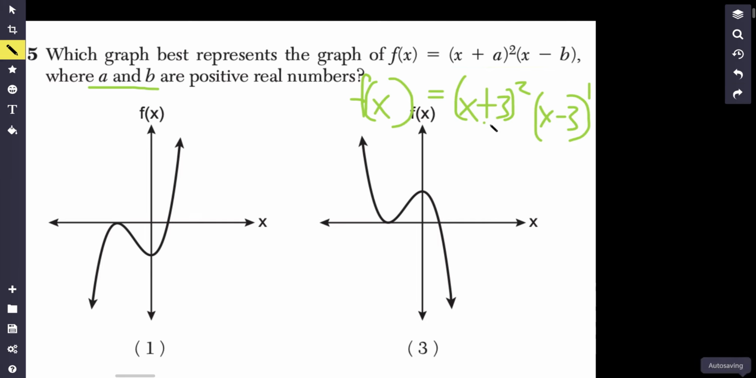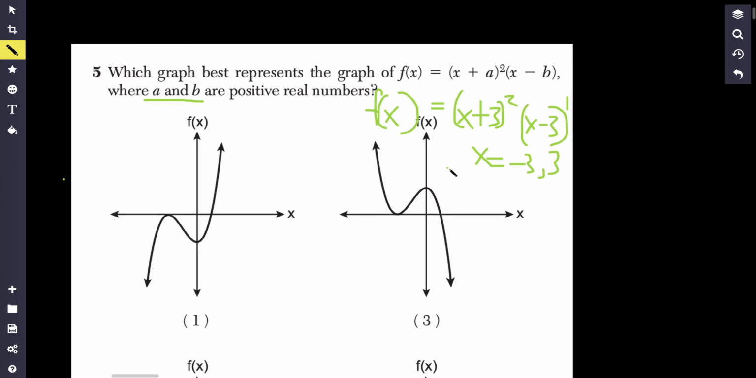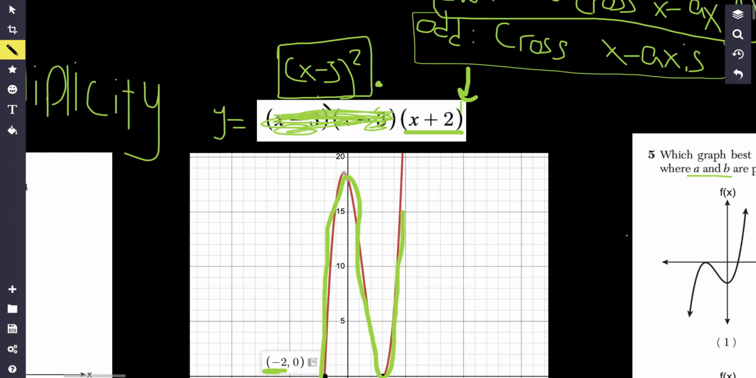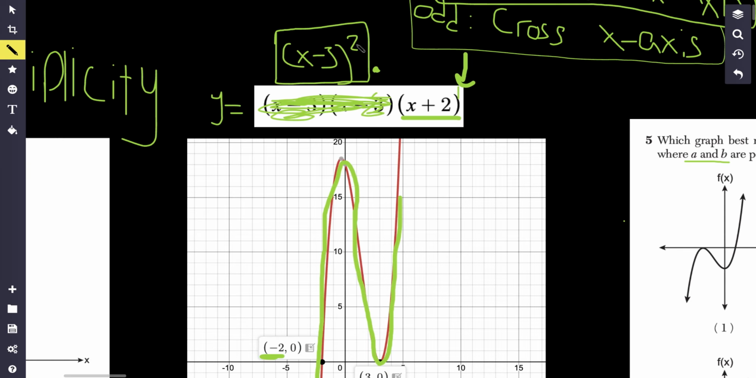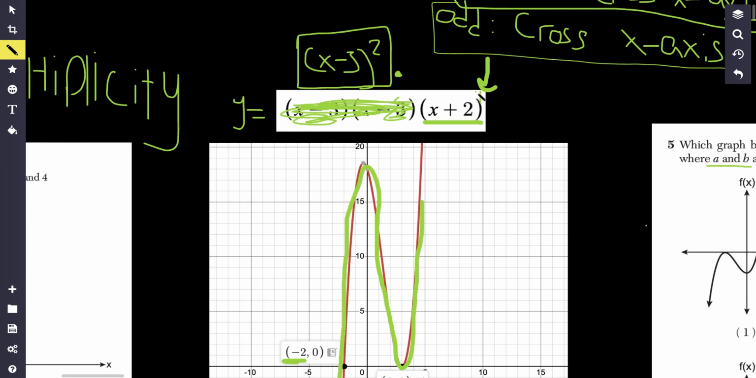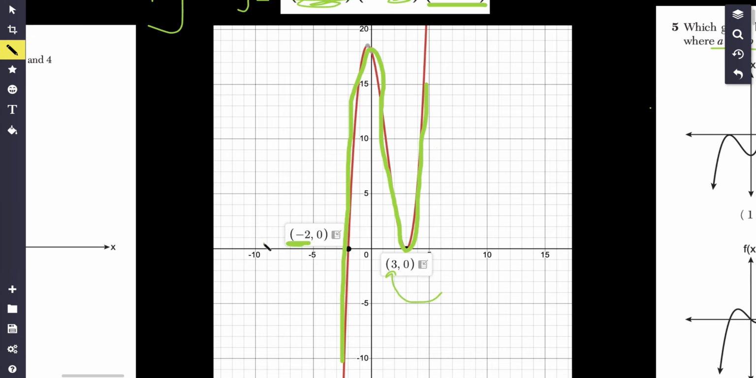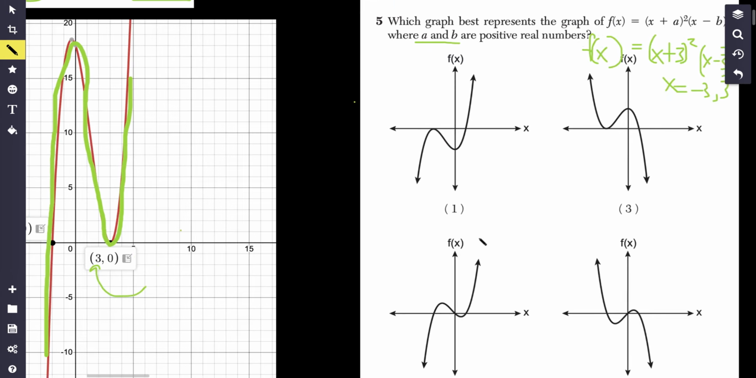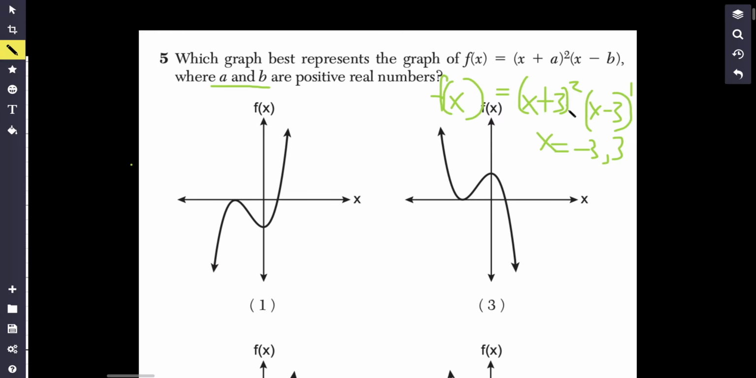All right, so let's say I have this function right over here. Well, where are my roots going to be located? I'm going to have a root at x is equal to -3 and a root at x is equal to +3, right? And it's kind of like the same process we did here. If I have (x minus 3) squared, I'm going to have a root at x is equal to 3. If I have (x plus 2) to the first power, I'm going to have a root at -2. So the first step to doing this problem is just finding out where the roots are located.